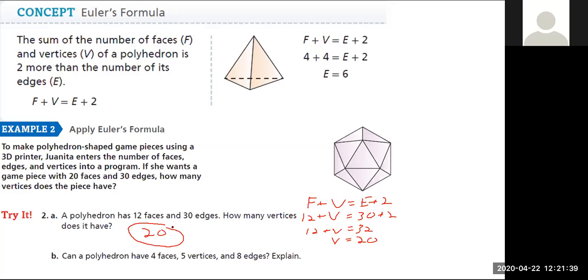Is that possible? Well, the way that we tell is plug it into the formula. So if we take that and plug it in, and we have 4 faces, 5 edges, sorry, 5 vertices, and 8 edges. 4 plus 5 is 9. 8 plus 2 is 10. Those aren't equal, so no. Again, since it doesn't work in Euler's formula, it cannot happen.